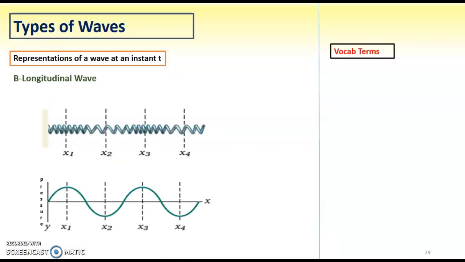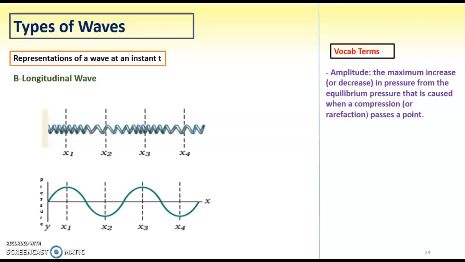Representation of a wave at an instant t. Again, talking about the longitudinal wave, the amplitude is the maximum increase or decrease in pressure from the equilibrium pressure that is caused when a compression passes a point. So for the longitudinal wave, the point here at position x1 is under the maximum pressure. That's why if you want to represent the variation of the pressure as a function of position, we find that x1 corresponds to a maximum point.